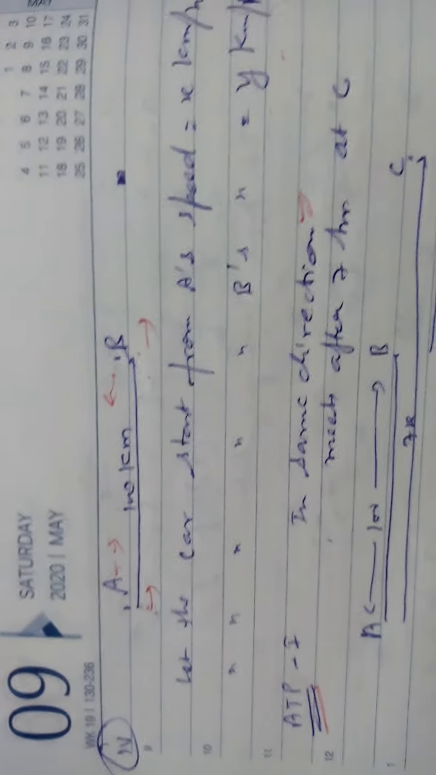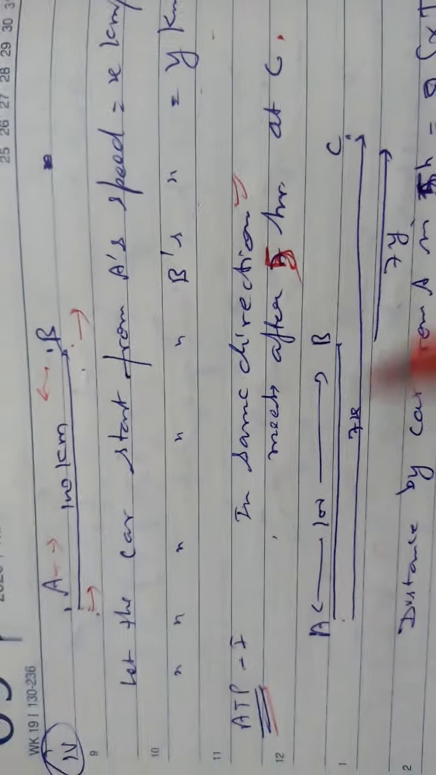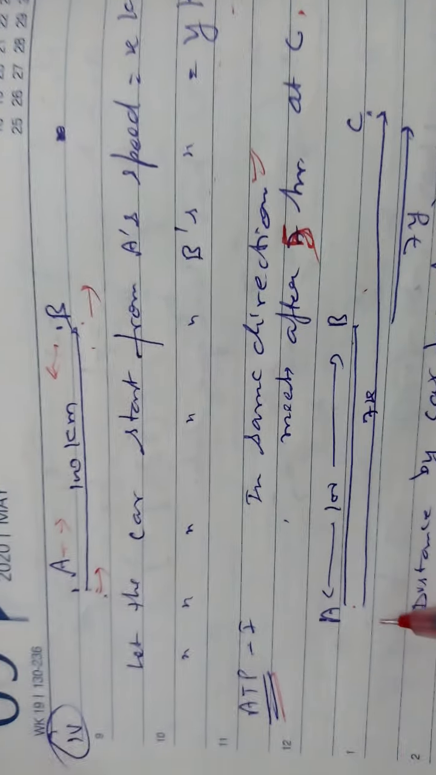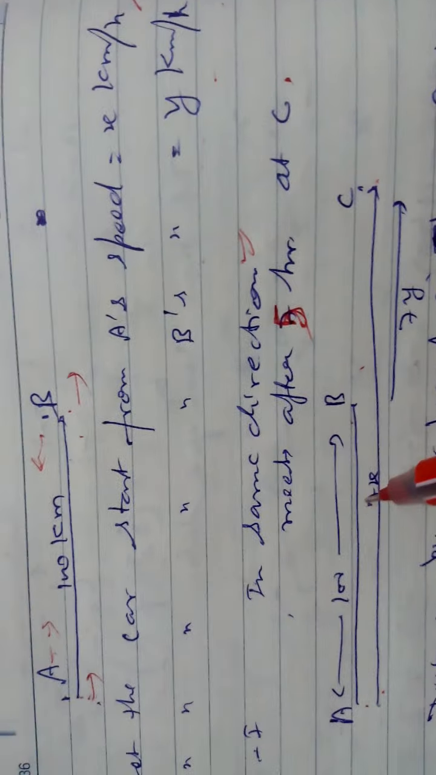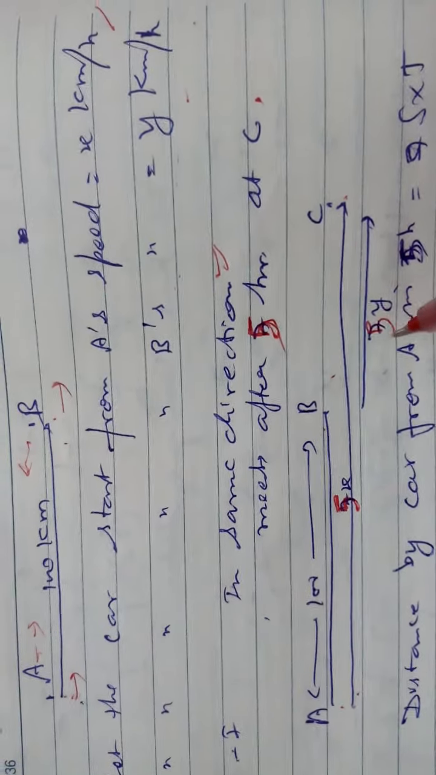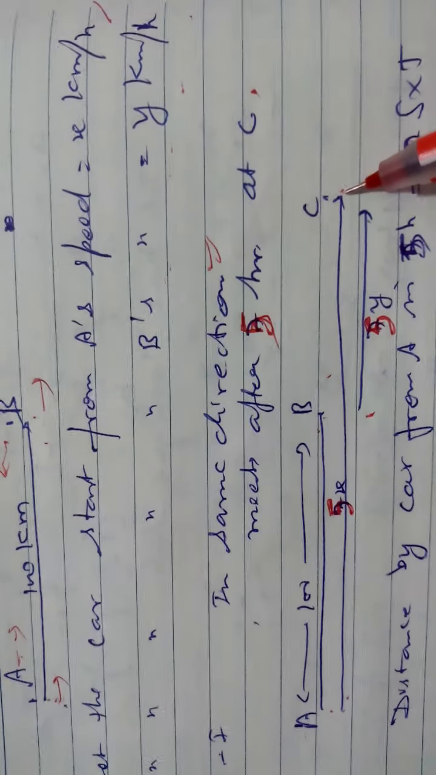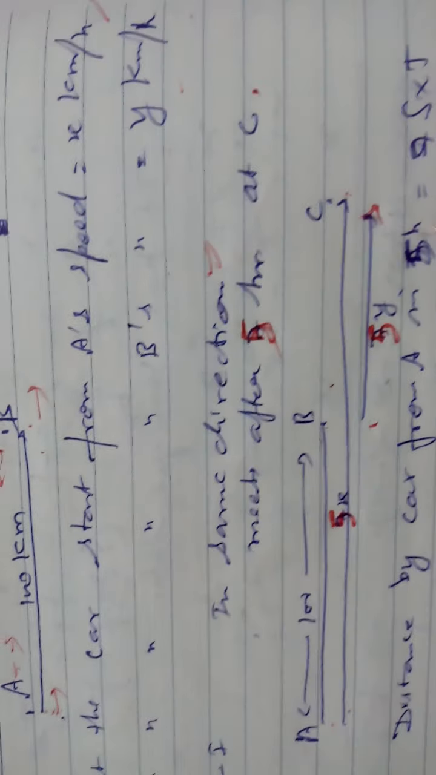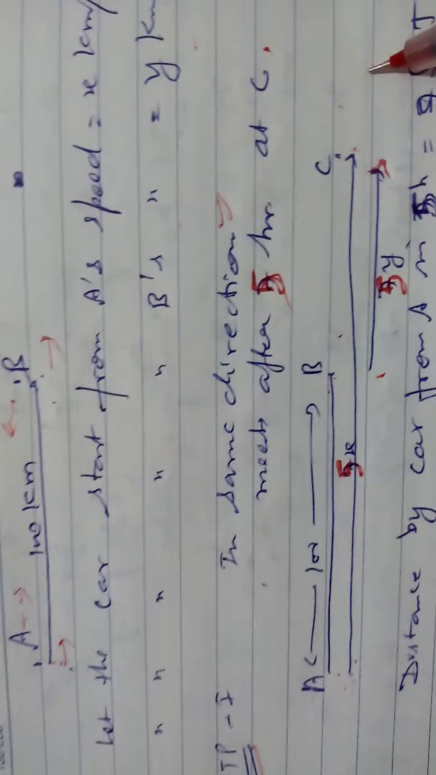Now the first condition says both are in the same direction and meeting in 5 hours. Let me call the meeting point C. So the distance from A to B is 100 km. The car starting from A with a speed of x km per hour reaches C in 5 hours, and the car starting from B with a speed of y km per hour also reaches C. Both are meeting at C. It means one car travels from A to C, another car travels from B to C.